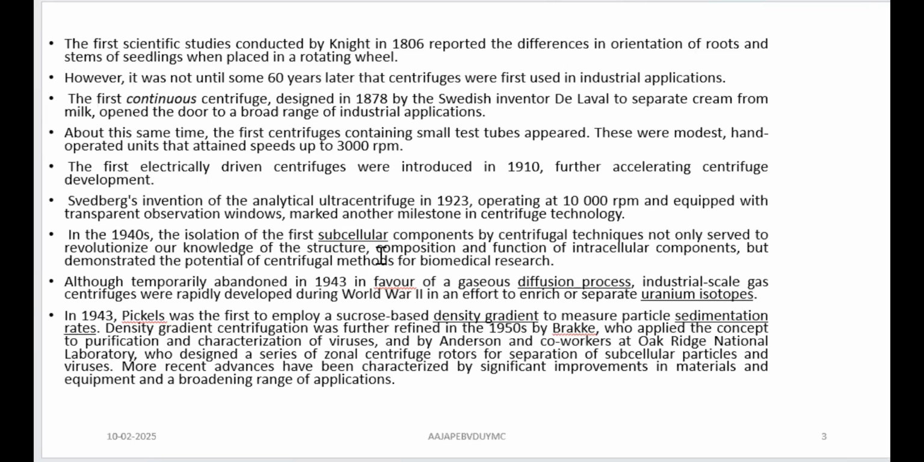So sedimentation on the basis of density gradient is called density gradient centrifugation, which was further refined by Brakke et al. in the 1950s, and they applied the concept of density gradient purification for the purification of viruses. And then further came the advancement, that is zonal centrifuges. Now these are the terminologies: zonal centrifuge, density gradient centrifuge, differential centrifuge, then centrifugal force. We have to learn all these things one after the other.